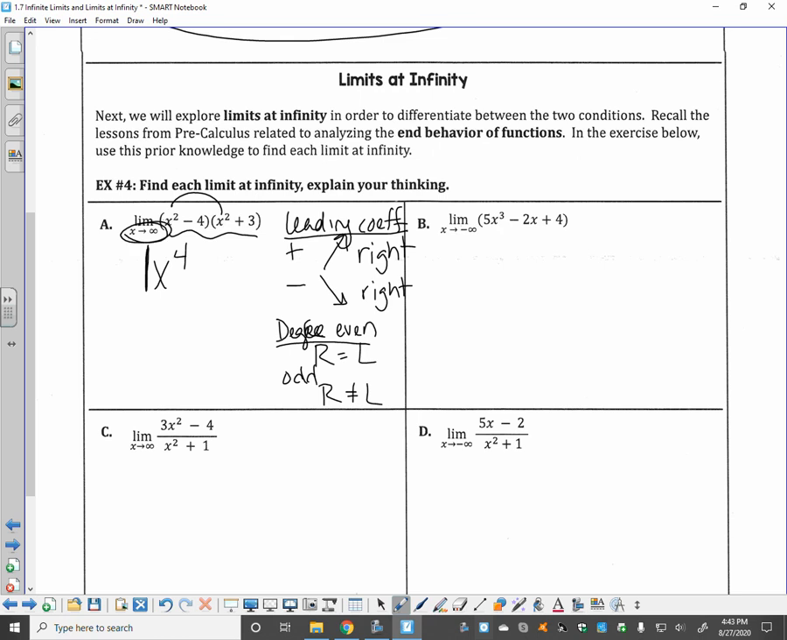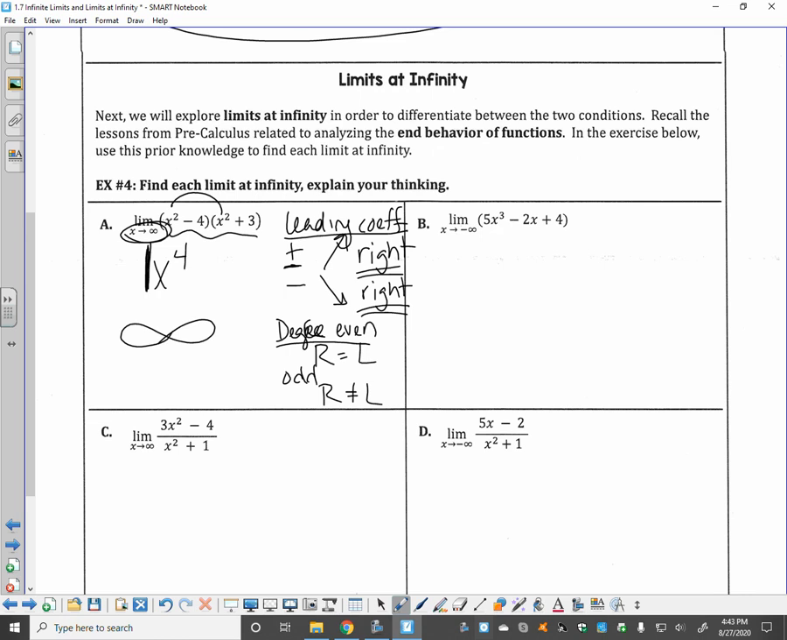I'm headed to positive infinity, which is to the right. So I'm right here. And since that leading coefficient is positive, I know that I rise to the right. Therefore, I know I'm headed to positive infinity. What this says is this graph heads off into the sunset. It's going to be headed upwards.